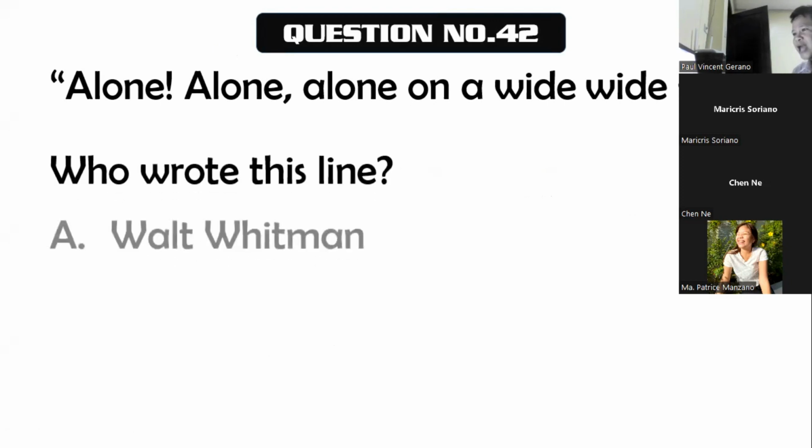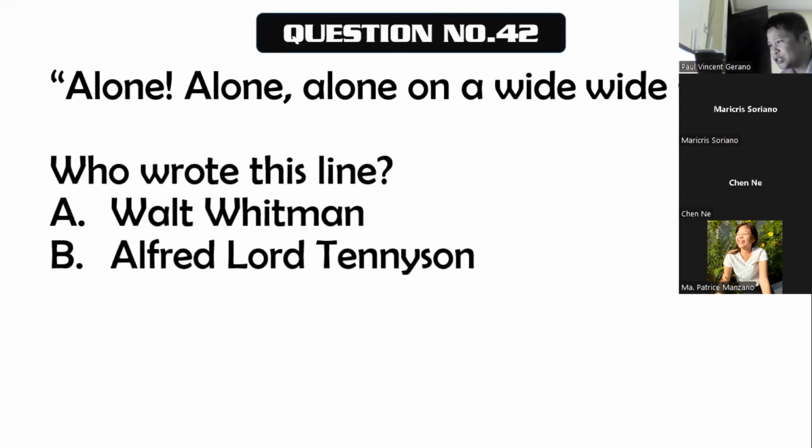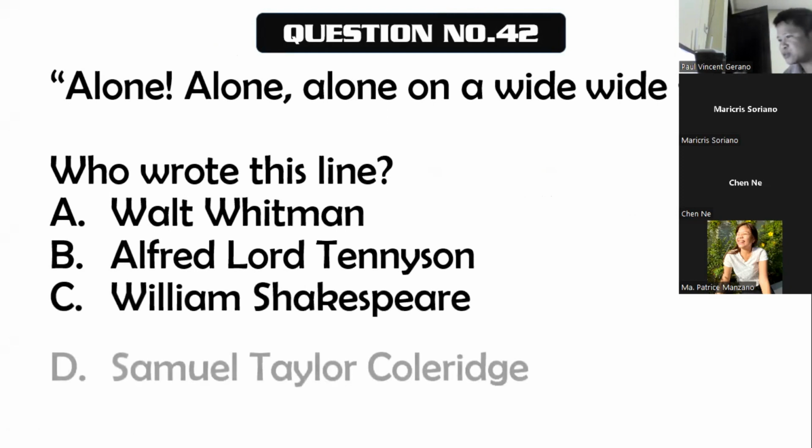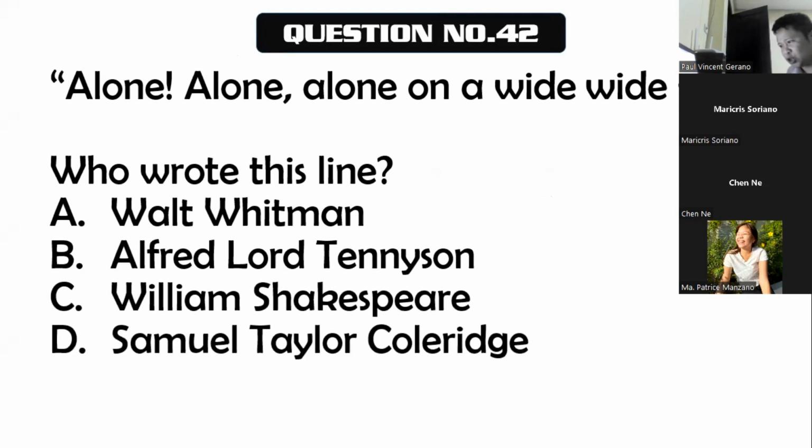Who wrote this line? A. Walt Whitman. B. Alfred Lord Tennyson. C. William Shakespeare. D. Samuel Taylor Coleridge. What's the answer? Correct. Letter D. Samuel Taylor Coleridge. From what poem? The Rime. This is a very famous poem, The Rime of Ancient Mariner. Okay? The Rime of Ancient Mariner by Samuel Taylor Coleridge.